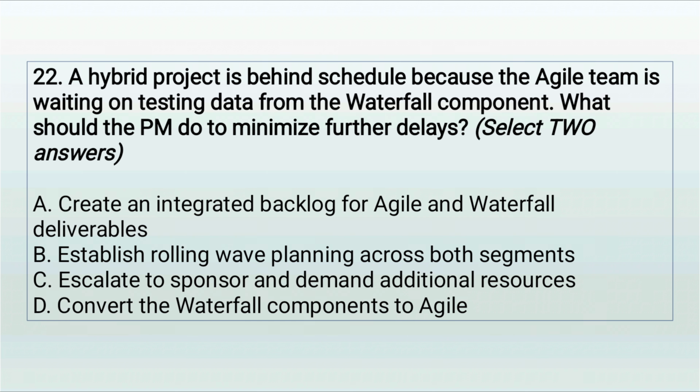22. A hybrid project is behind schedule because the Agile team is waiting on testing data from the waterfall component. What should the PM do to minimize further delays? Select two answers. A. Create an integrated backlog for Agile and waterfall deliverables. B. Establish rolling wave planning across both segments. C. Escalate to sponsor and demand additional resources. D. Convert the waterfall components to Agile.